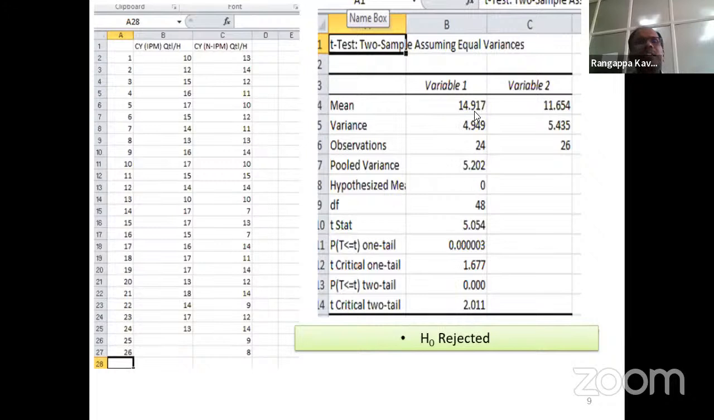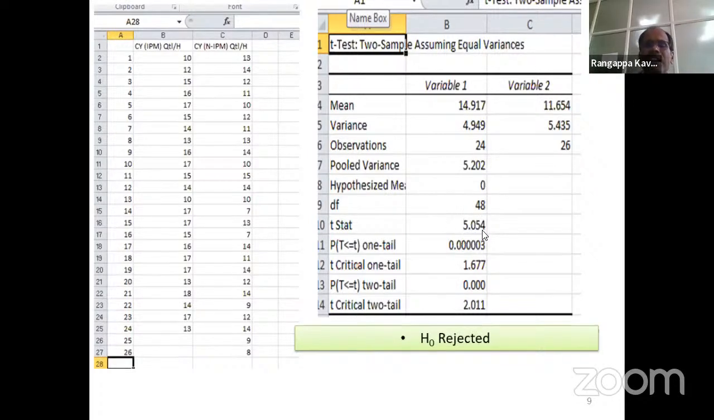Here you could find the average yield of cotton among the farmers who have adopted the IPM technology was 14.917, and among the farmers who have not adopted it is 11.654 quintal. You can of course visibly find the difference. It is 14.9 quintal, it is 11. Of course, from outlook itself, we can say that the farmers who have adopted IPM have obtained more yield compared to the farmers who have not adopted. But at what percent of significance can we draw the conclusion that the adopters have significantly obtained higher crop yield compared to the non-adopters?